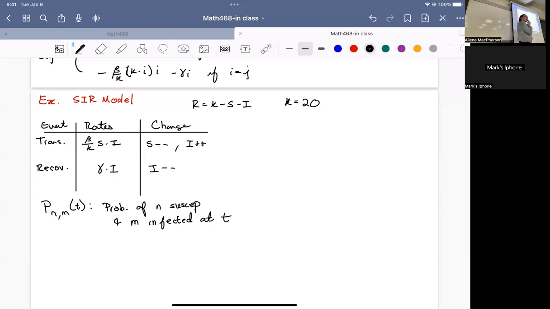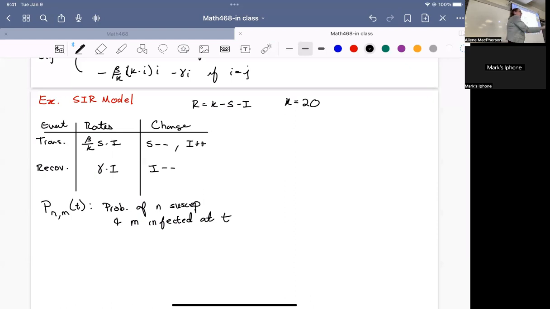Any guesses? It's very close, actually. At the first pass, you could imagine having to follow the number of susceptibles between 0 and 20, and the number of infecteds between 0 and 20, in which case you'd have something like 21 times 21 equations, which is approximately 400 equations, right? So that would be the first pass.